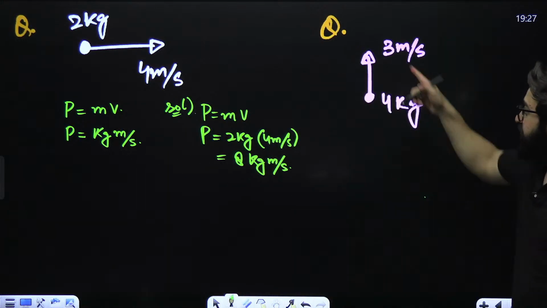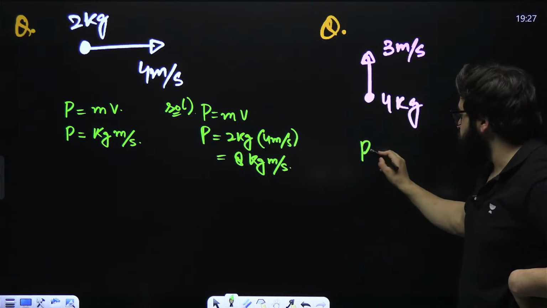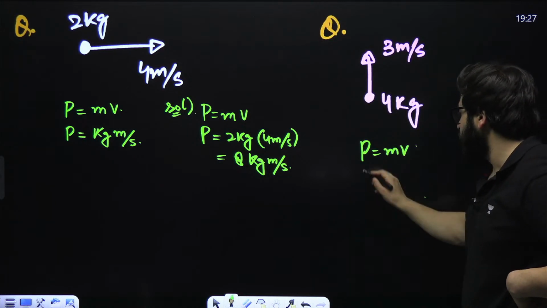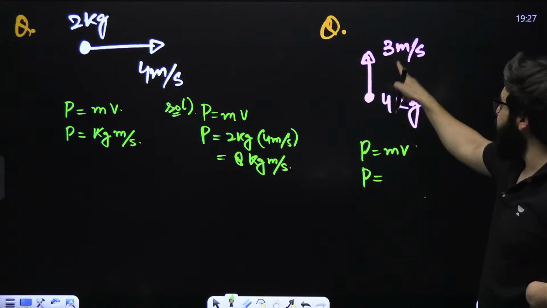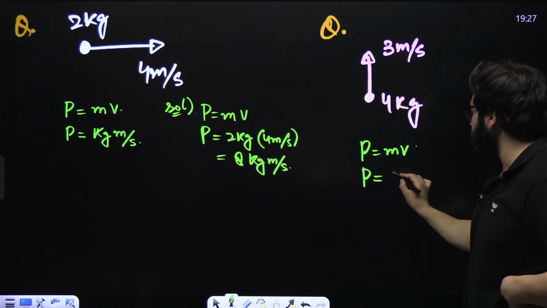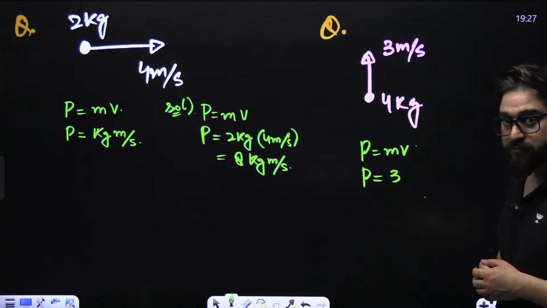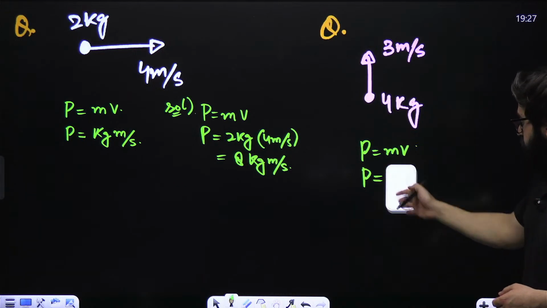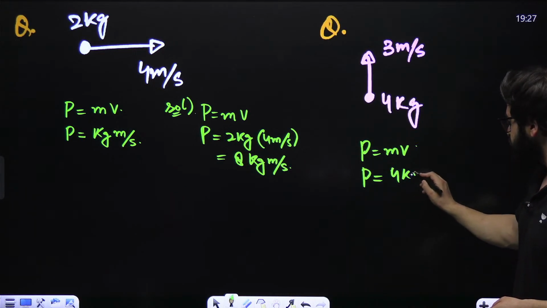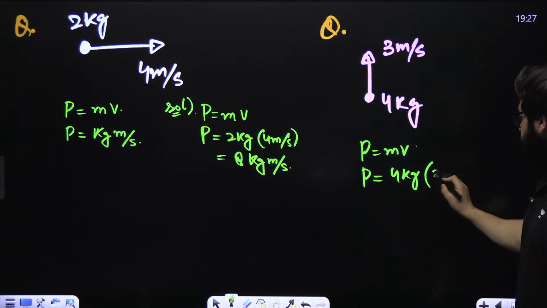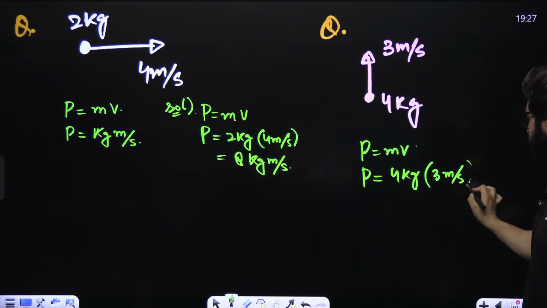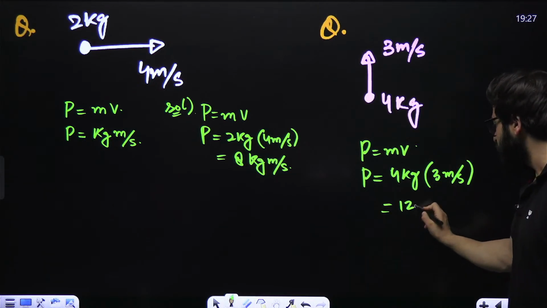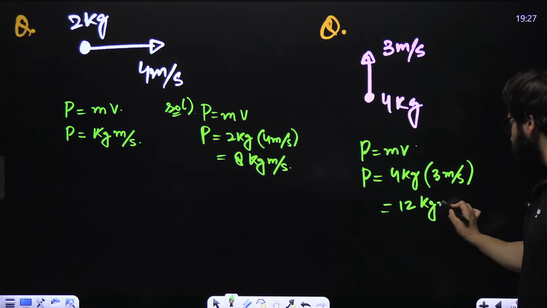Now, if I talk about the momentum of this, we say P is equal to M into V. What is the mass of this body? Mass of this body is 4 kg, and velocity is 3 meter per second. 4 into 3 is 12 kg meter per second.